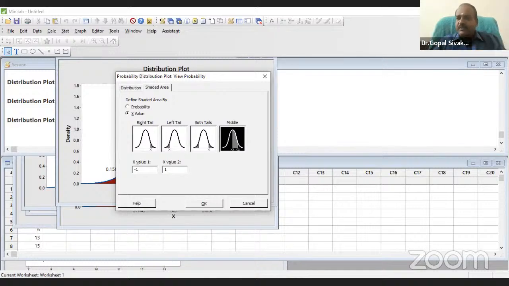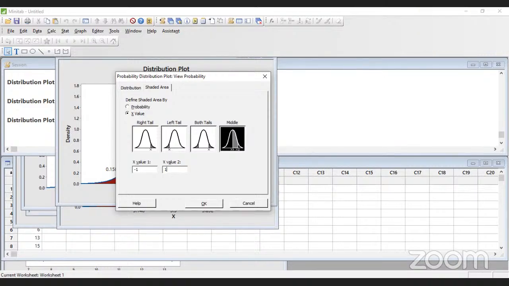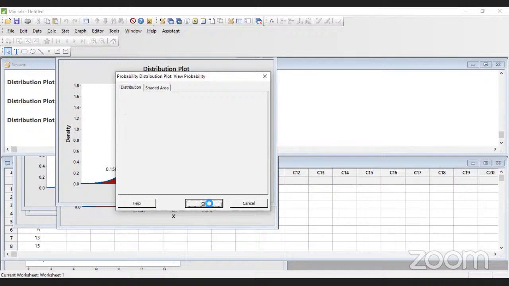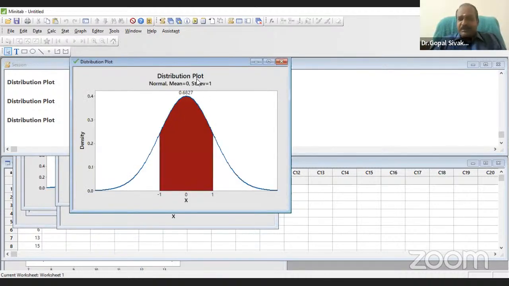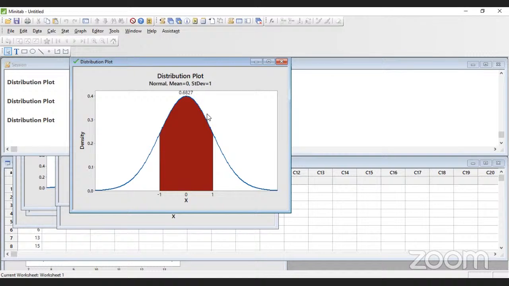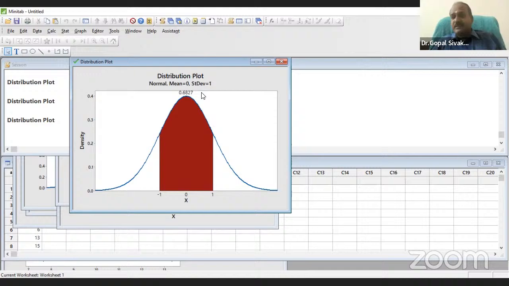What was our understanding from the normal distribution? What is the probability of area inside minus 1 and plus 1? Not 0. 68. The same thing will come. See here. Can you see the red color area 68.27? Yes, sir. Standard normal distribution also gave the same value.